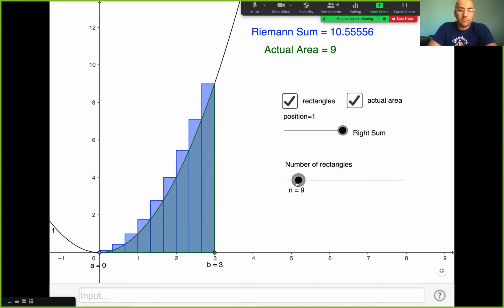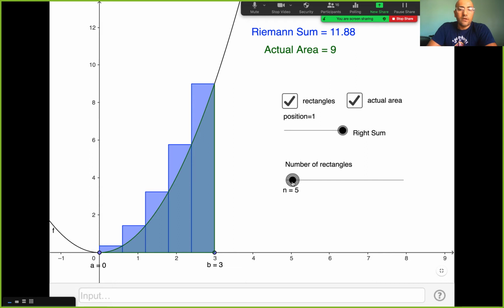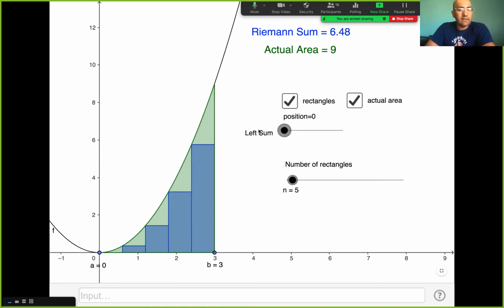Okay, let's get back to something closer to here. Okay, so the right endpoints, very popular selection. The left endpoints, very popular selection. Another popular selection is to go right in the middle, the midpoints. Right? So here in each rectangle, what we want to do is find the middle value of the x, in the x-axis, the middle value in that little rectangle, and then use it to determine the height.